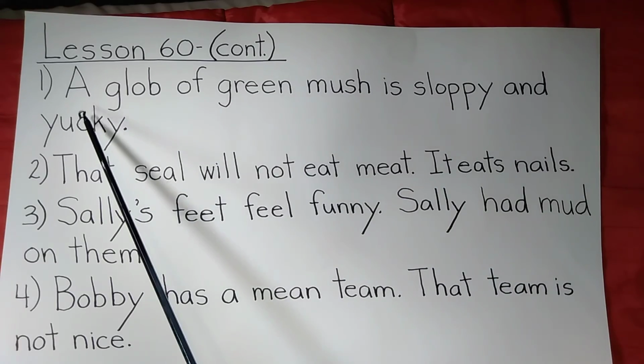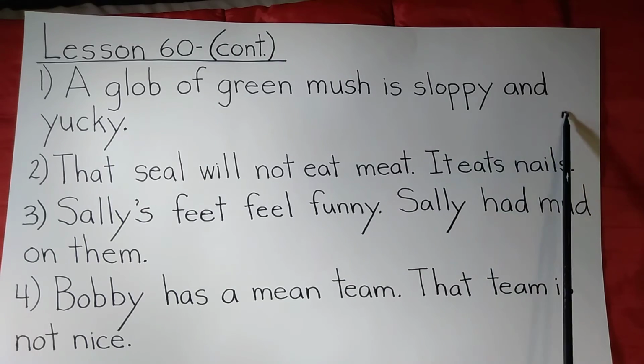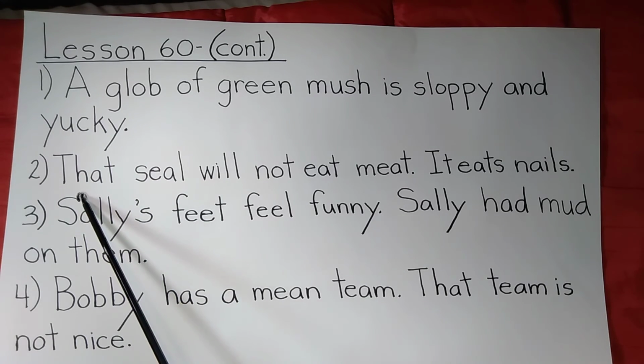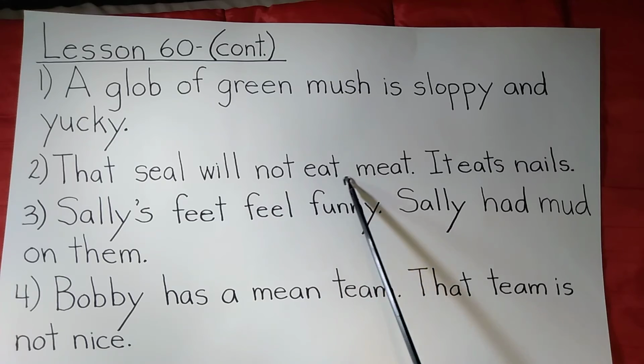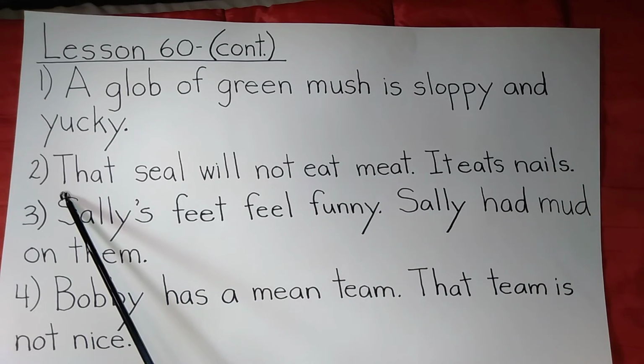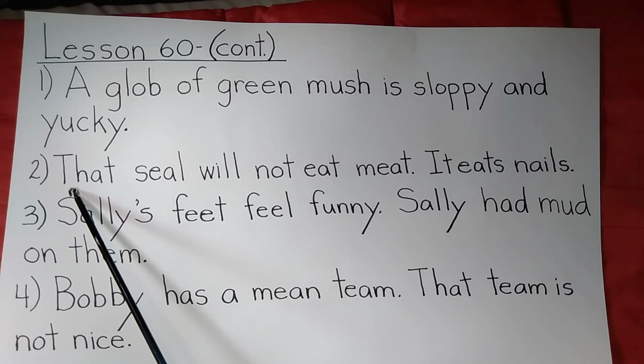All right, my answers. Number 1, a glob of green mush is sloppy and yucky. Well, in my imagination, I can imagine this is definitely a true. Number 2, that seal will not eat meat. It eats nails. In my imagination, I cannot visualize this being true. Seals do not eat nails, so false.